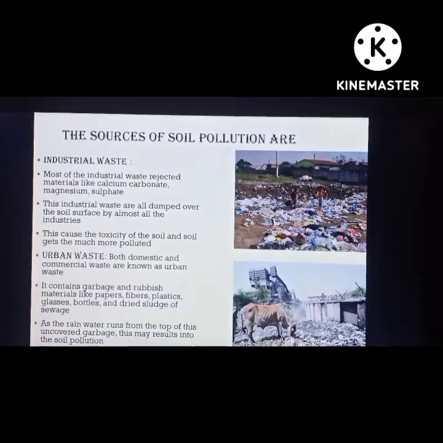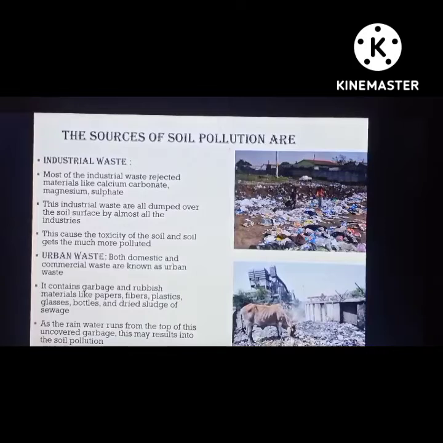Urban waste: both domestic and commercial waste are known as urban waste. It contains garbage and rubbish material like papers, fibers, plastics, glasses, bottles, and dried sludge of sewage. As rainwater runs from the top of this uncovered garbage, this may result in soil pollution.